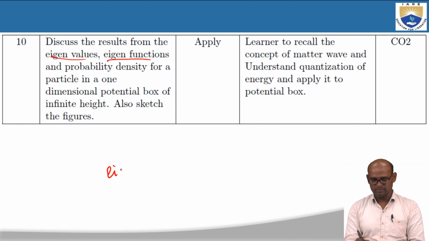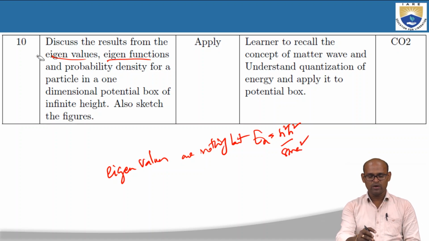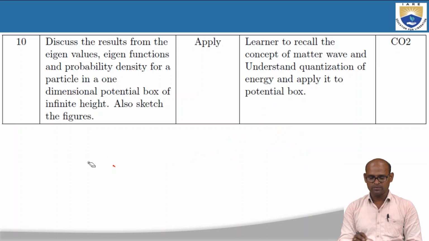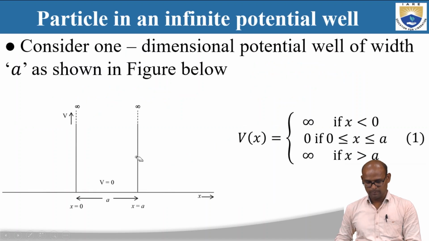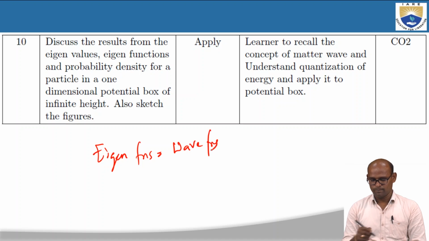So eigenvalues are nothing but the energies. Just now we have derived the energies, E n is equal to n square h square by 8m a square. So now we have to calculate eigenfunctions, which are wave functions. Eigenfunctions are nothing but wave functions. Eigenvalues are nothing but energies.